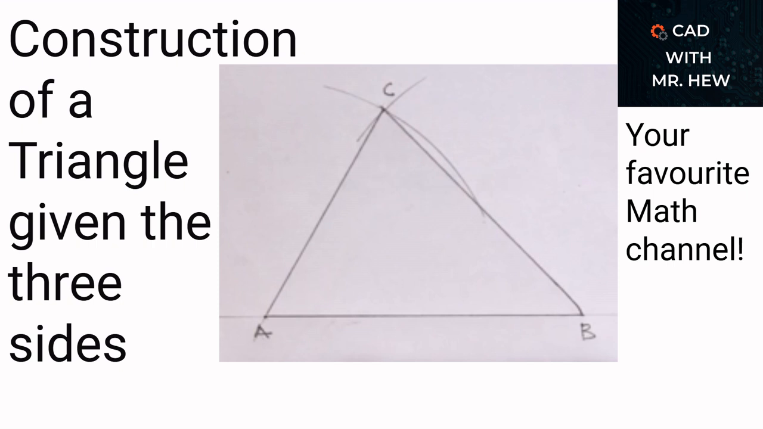In the next video, we'll be constructing an equilateral triangle given the perimeter.